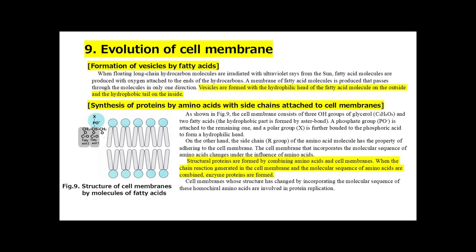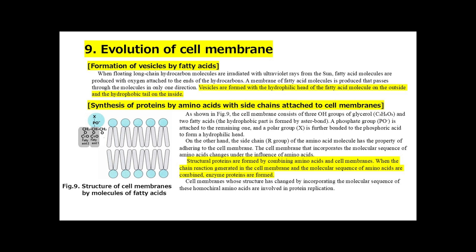Synthesis of proteins by amino acids with side chains attached to cell membranes. As shown in Fig. 9, the cell membrane consists of 3 O groups of glycerol C3 hydrogen oxide and 2 fatty acids. The hydrophobic part is formed by ester bond. A phosphate group is attached to the remaining one, and the polar group X is further bonded to the phosphoric acid to form a hydrophilic head.